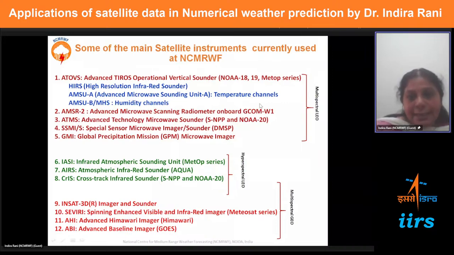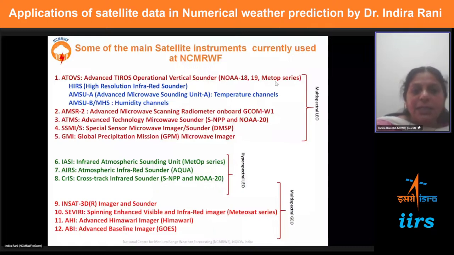Another one is AMSR2, the Advanced Microwave Scanning Radiometer on board GCOM-W1. This is a Japanese satellite, and AMSR2 is an imager, also in the microwave region of the spectrum. Another one is ATMS, the Advanced Technology Microwave Sounder. We have the ATMS instrument on board SNPP and NOAA 20, and recently NOAA has launched NOAA 21 also, so ATMS is on three platforms.